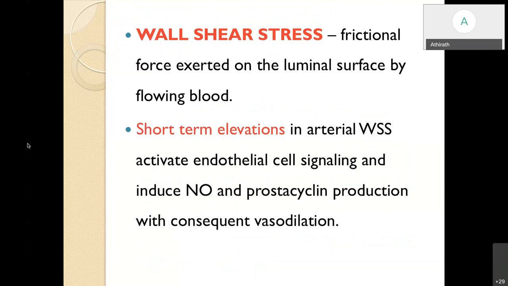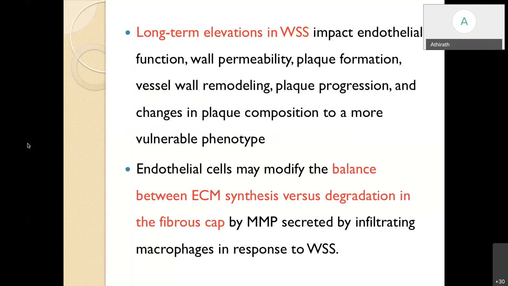There might be short-term or long-term elevations in this wall shear stress. Short-term elevations will activate endothelial cell signals, which induce nitric oxide and prostacyclin production, resulting in further vasodilatation. Whereas long-term elevations have numerous impacts: the endothelial function will be altered, there will be alteration in wall permeability, plaque formation, and vessel wall remodeling. There will be progression of the plaque, and there will also be changes in the plaque composition, which leads to a more vulnerable plaque.